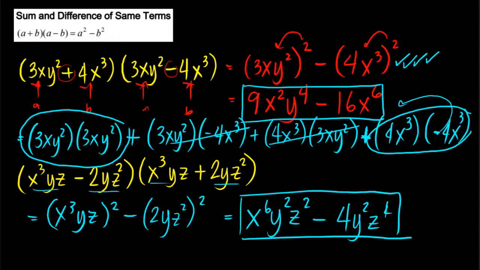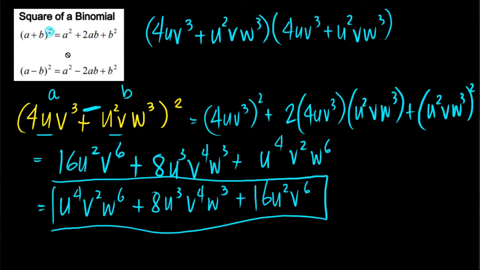Next, cube of a binomial. Let me review so we don't forget. Earlier, the sum and difference of the same terms: the terms are the same, but one sign is plus and one is minus. Next is the square of a binomial. Here we just have a binomial that is squared, and the other one has minus. Same situation, so we just follow the pattern.